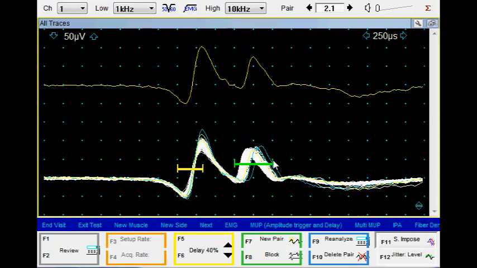It should not be too short. If I make it something like this, notice that some of these potentials over here are not crossing the window, and my jitter analysis will not be accurate. So it should be wide enough to accept all the potentials that we have recorded. So this is how we position the window. So that's step number 1.